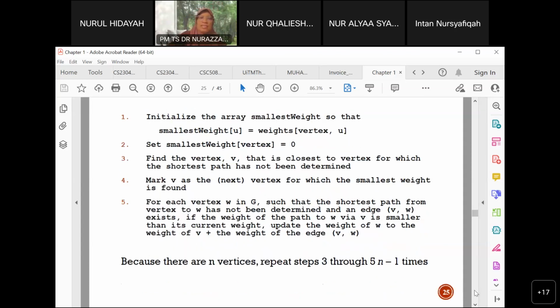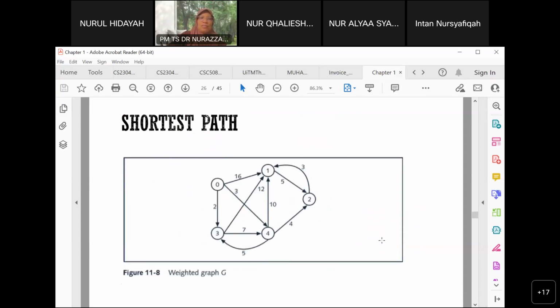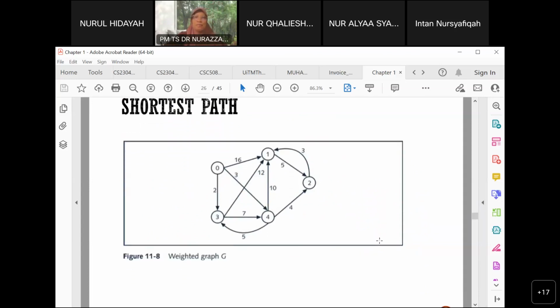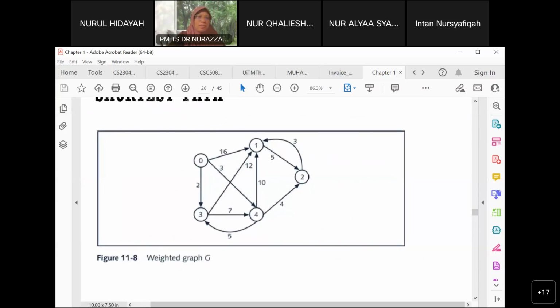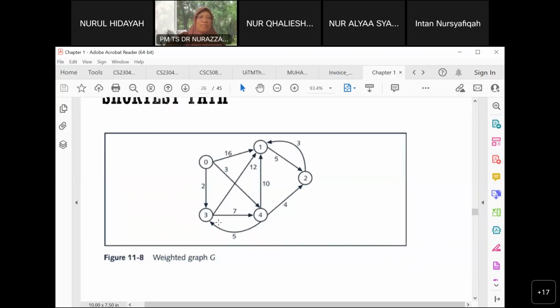Okay, let's see, maybe kita boleh dia tunjukkan simulation dia. Okay, kata this is the weighted graph G. Okay, there are berapa vertices dalam ni? Ada 5 kan? Start from 0. 0, 1, 2, 3, 4. So there are 5 vertices and there are edges that connected those vertices in the graph with the weightage, okay, on each edge. Okay, setiap edge tu ada weightage dia, pemberat dia.